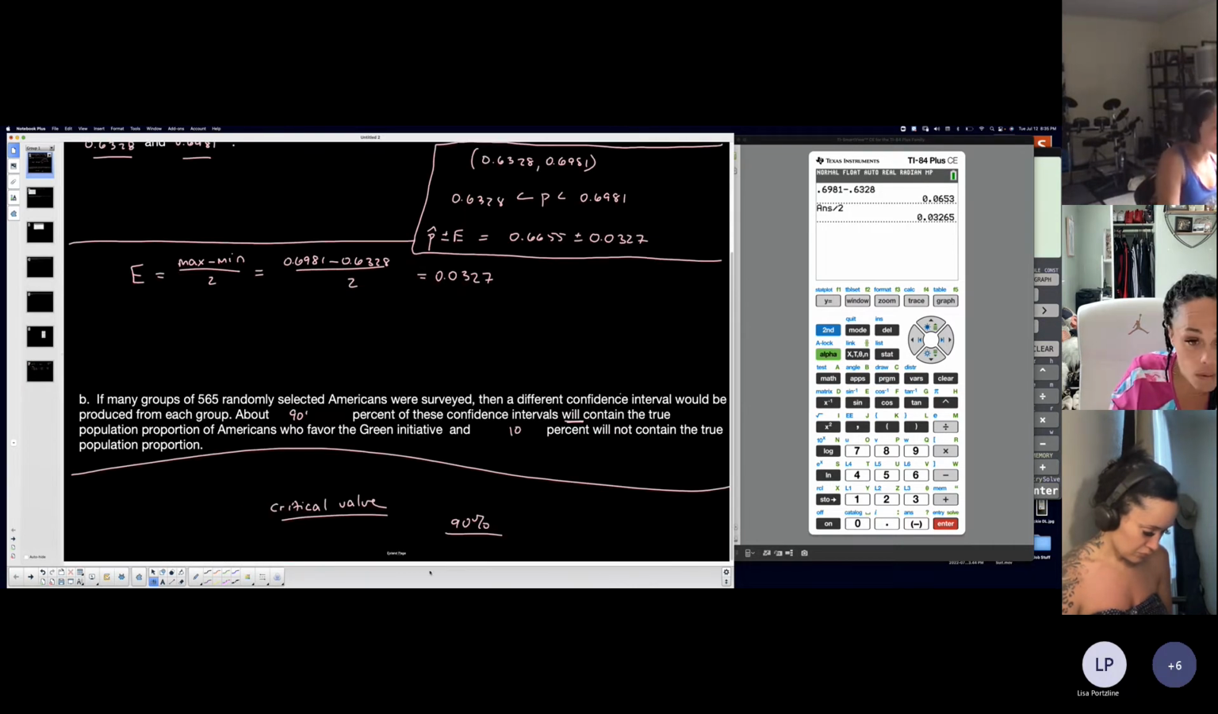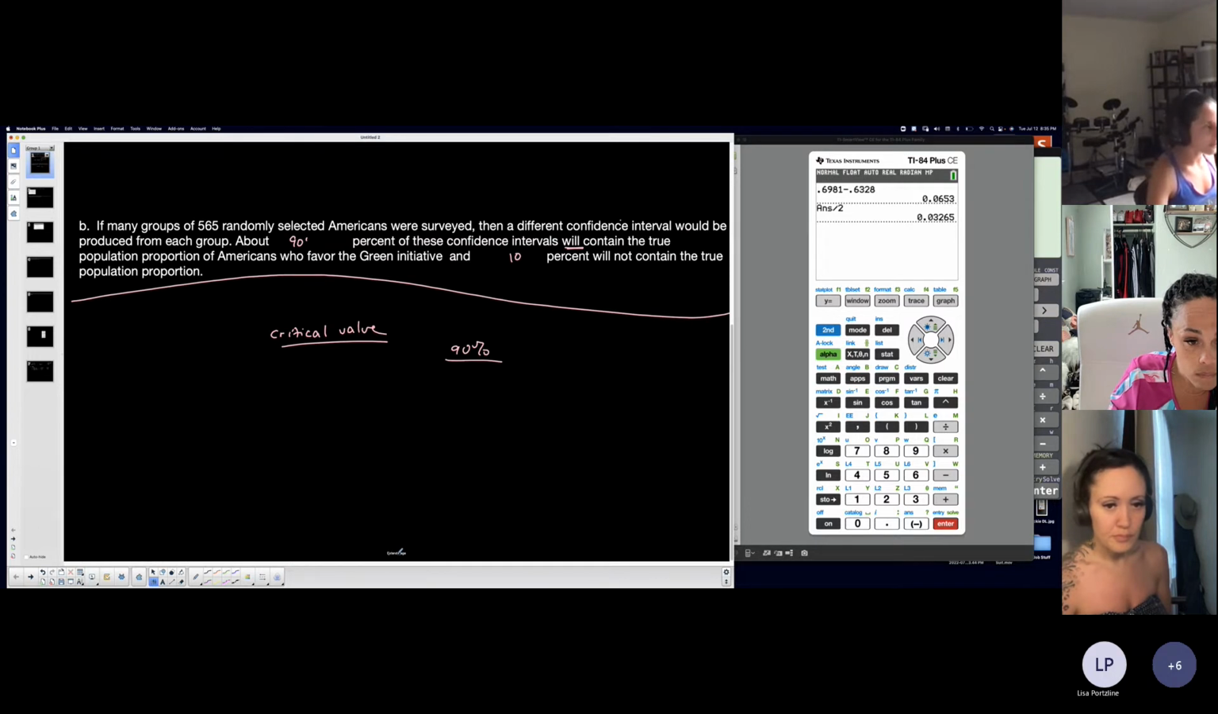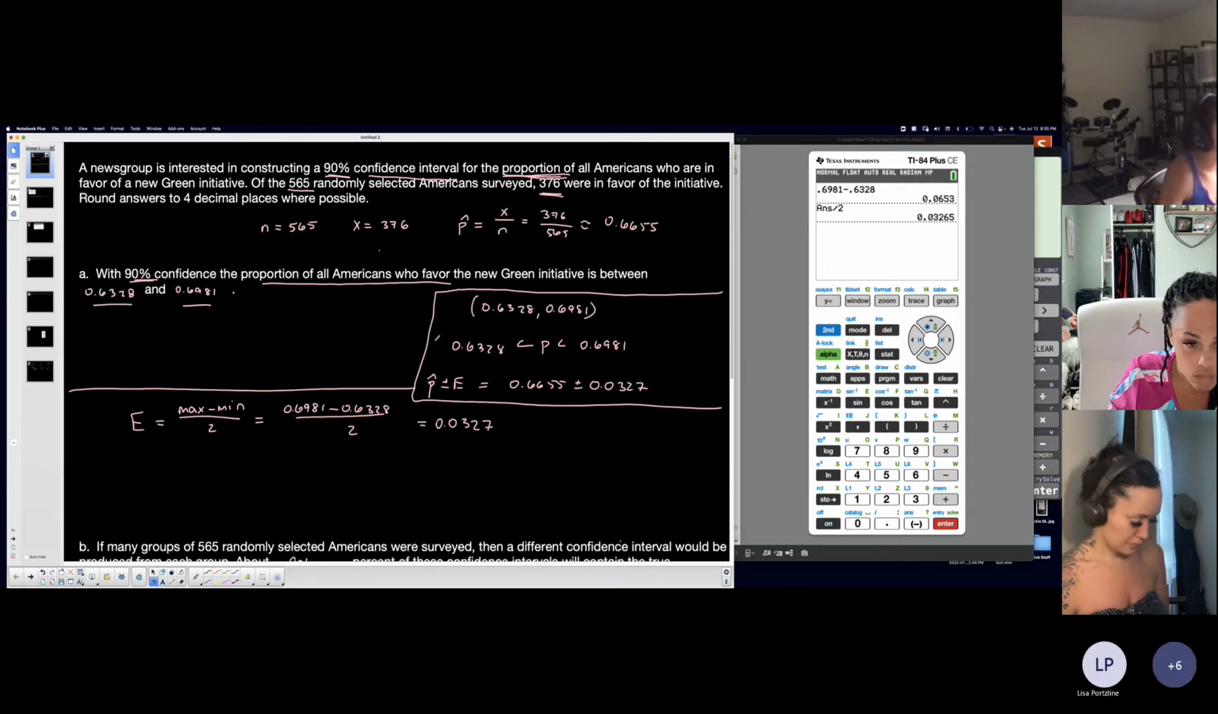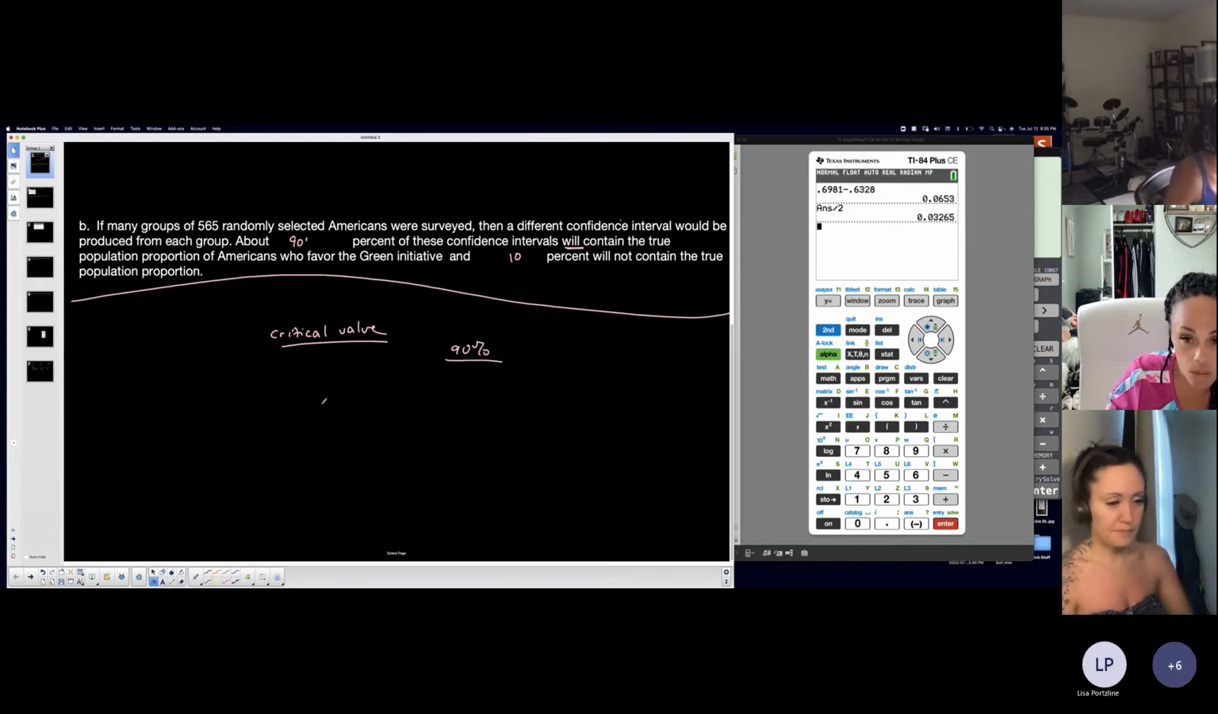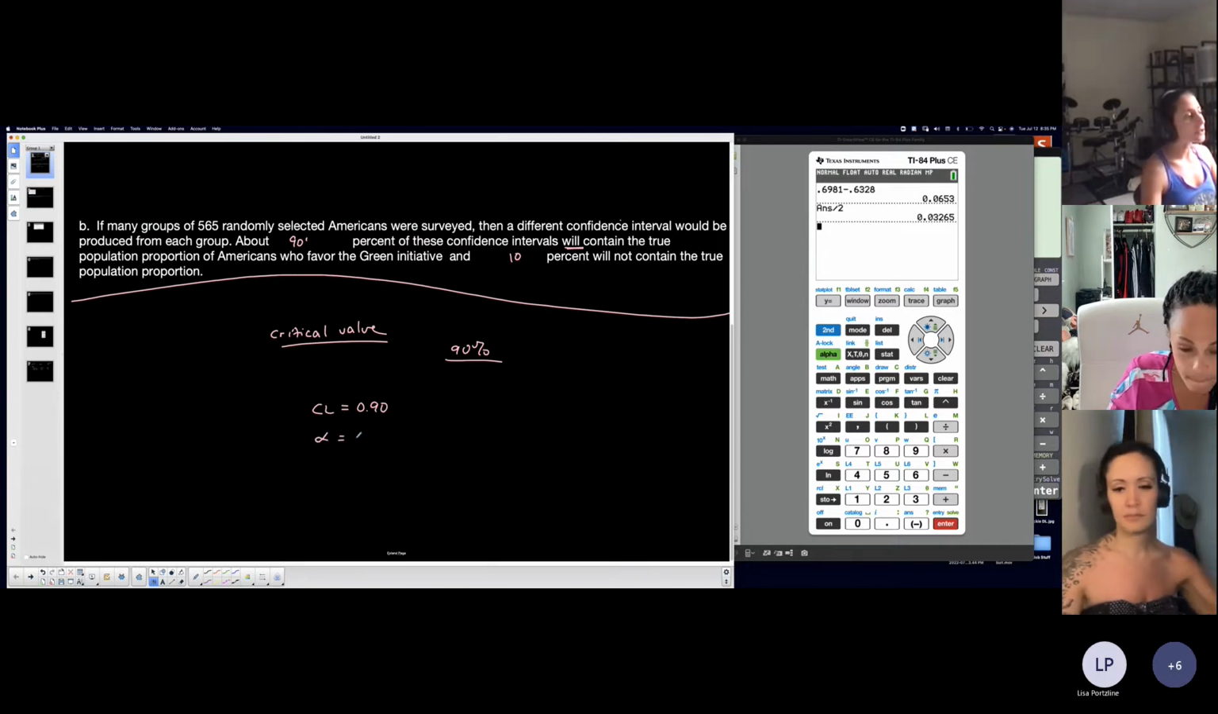So I need to know the confidence level. 90% confidence level. And you guys will see me use some abbreviations. For me, I use CL for confidence level, which is 0.9. And just like last week, we're going to need alpha. And alpha is always the complement of the confidence level. So I always find alpha by doing 1 minus the confidence level, right?